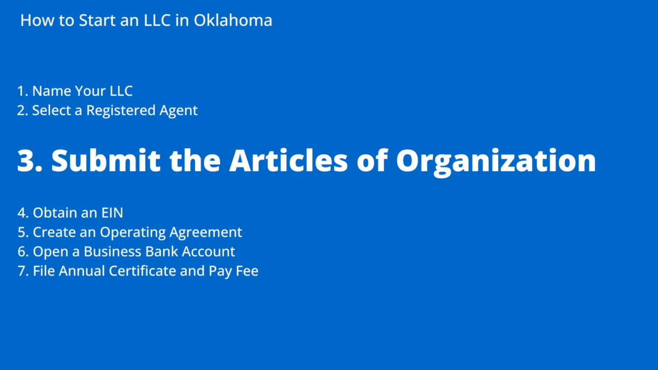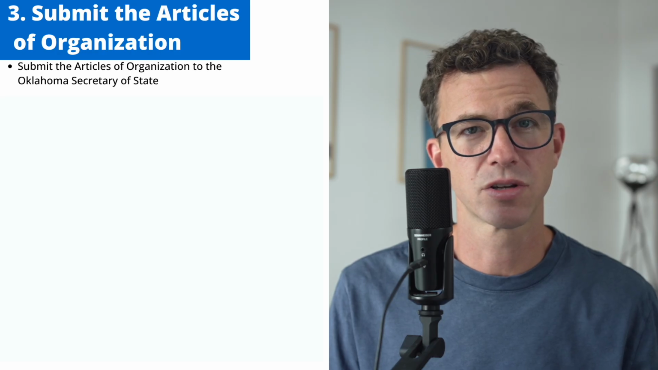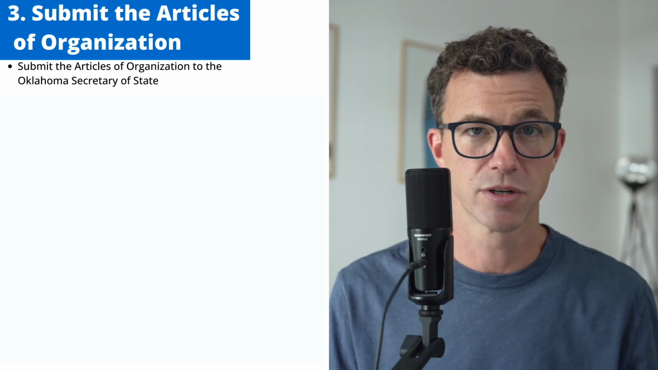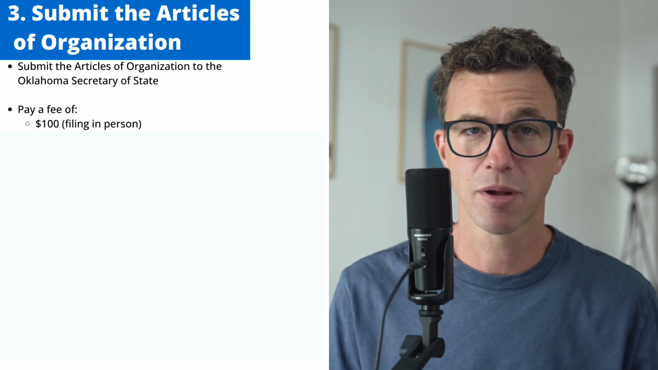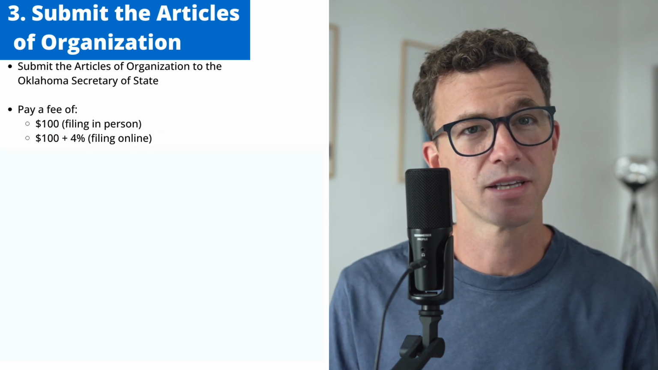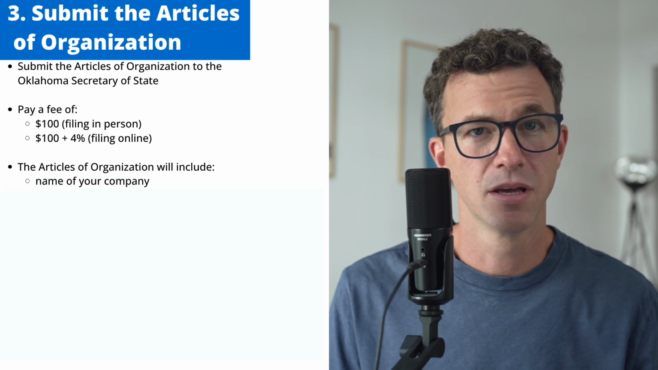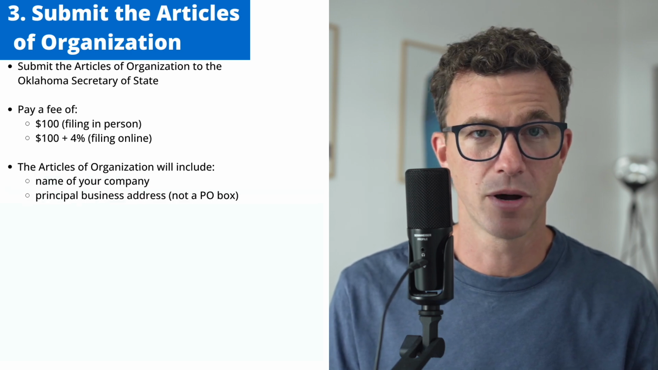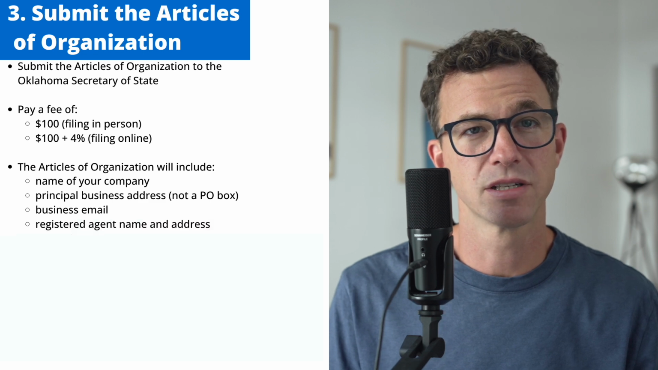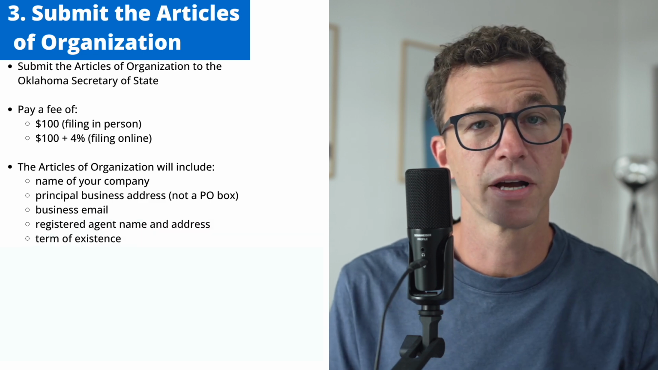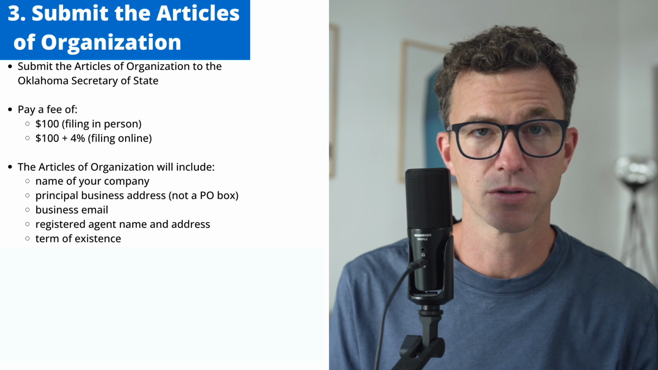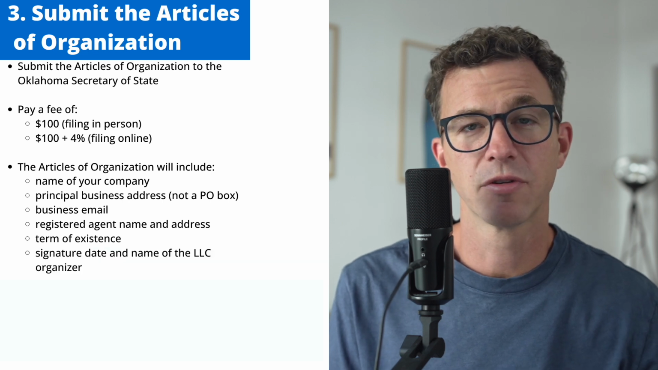Step 3, submit the Articles of Organization to the Oklahoma Secretary of State online, by mail, or in person. Pay $100 to file in person or by mail, and an additional 4% fee is added for filing online. Your Articles of Organization will include the name of your company, principal business address (not a P.O. box), business email, registered agent name and address, term of existence (perpetual, or choose a date in the future when you'd like to close your business), and the signature, date, and name of the LLC organizer.